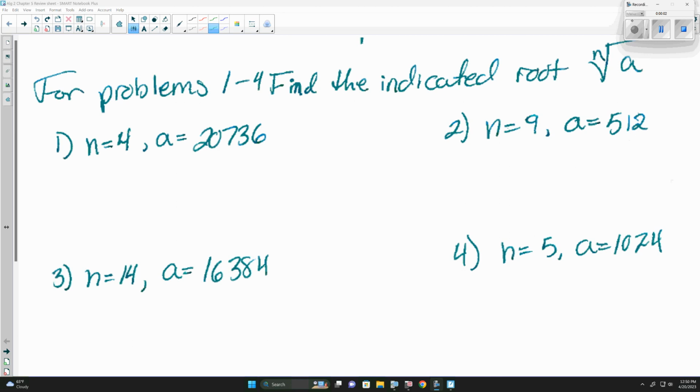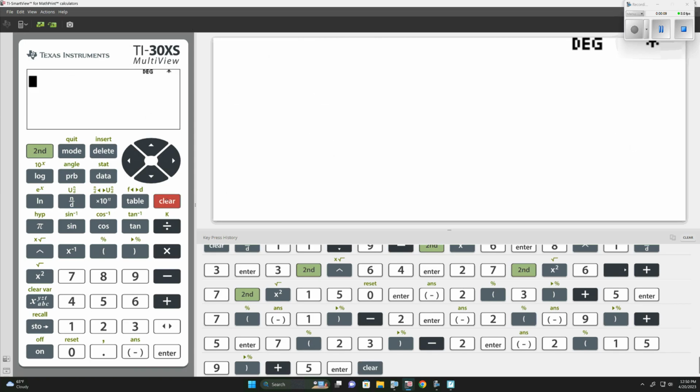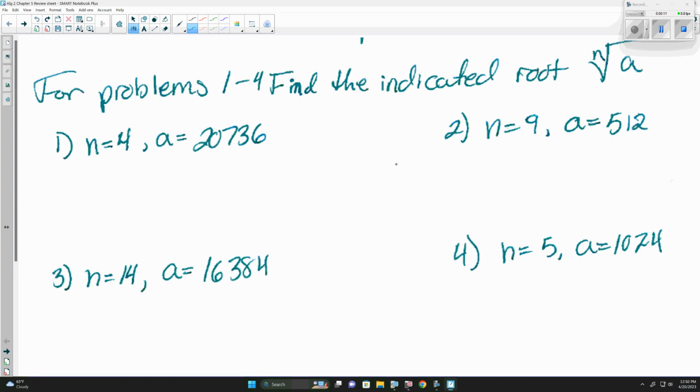We'll go through this here. Now, we can start off with these first problems here. Let's clear this out. So the first ones we're looking at are 1 through 4. Find the indicated root, nth root of a.